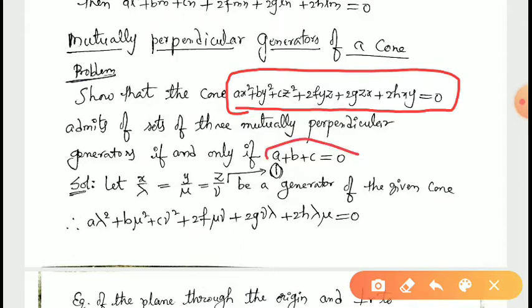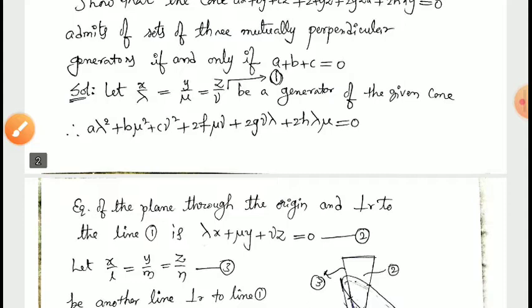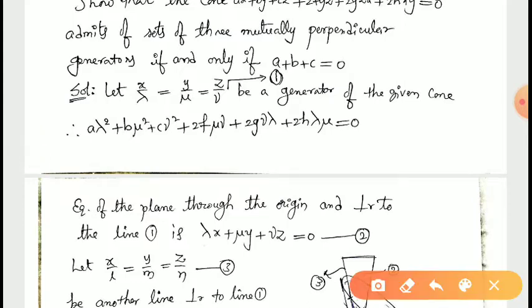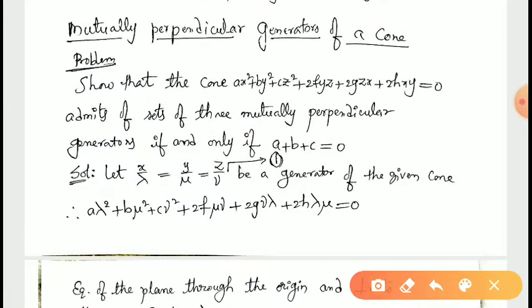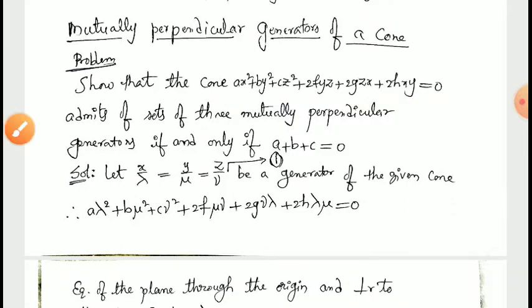Then we must have a plus b plus c is equal to 0. This is what we have to prove in this problem. Suppose, first of all, let us assume that this cone has three mutually perpendicular generators.